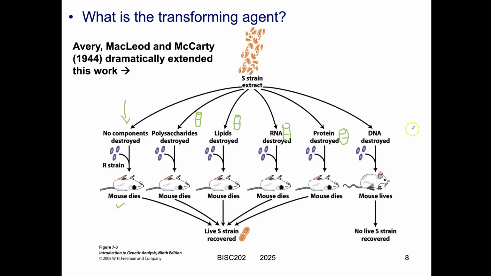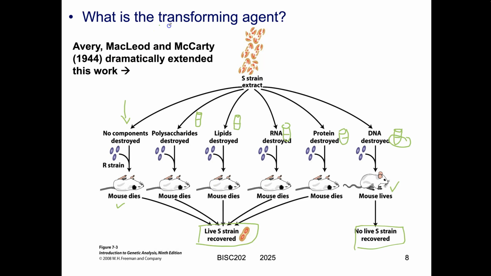But if you destroyed the DNA with enzymes that specifically degrade just the DNA, you have now killed the component of this sample that conferred virulence on the R strain, changed the R strain into virulent, and these are happy mice because they have survived this. And you could culture their feces or do swabs of their bodies and so on, and there was no live S strain recovered. Whereas from all of these, when you cultured the tissues, they were infected with S strain bacteria.